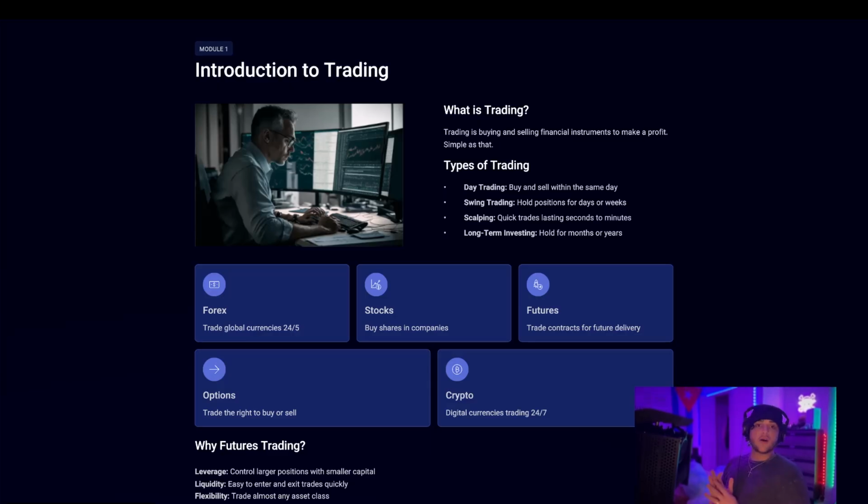So let's go into module 1, Introduction to Trading. What is trading? Before we get into this, a lot of people, when they think about day trading, think about going on Robinhood and buying a stock in Tesla. No, that's not what day trading is. Trading is buying and selling financial instruments to make a profit.